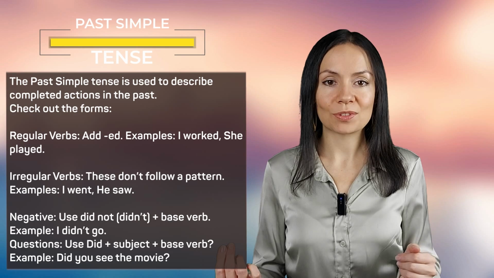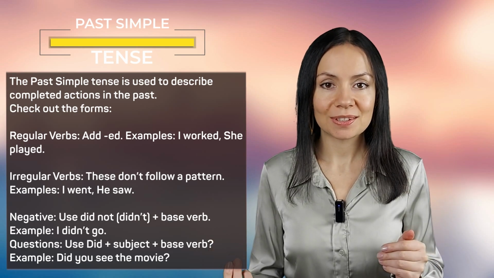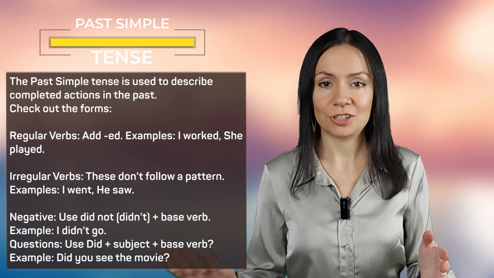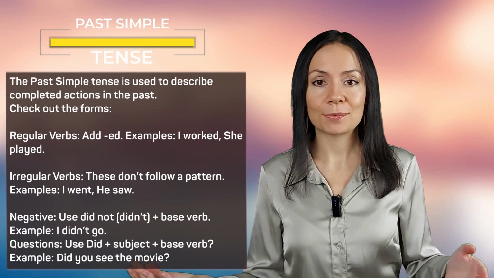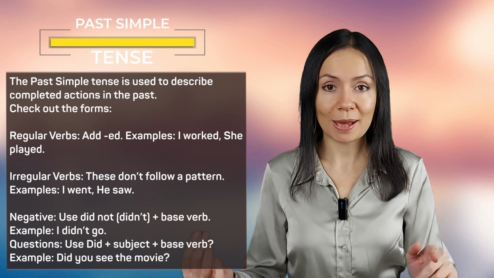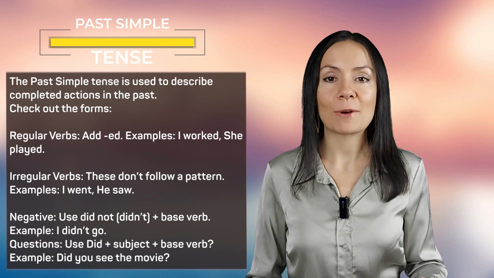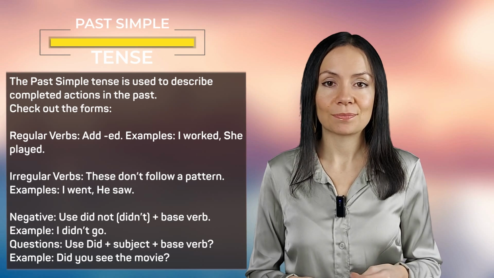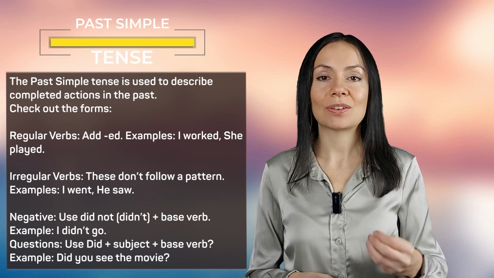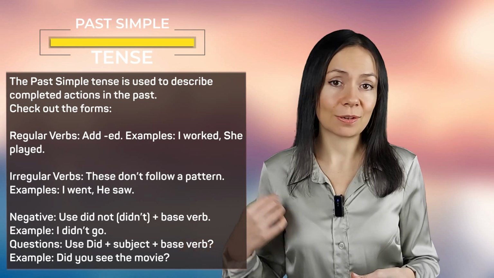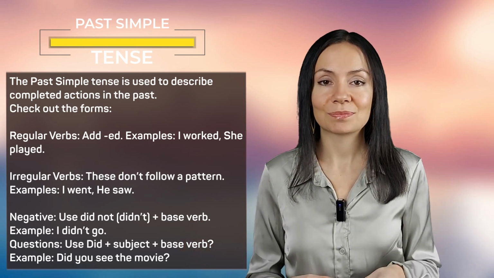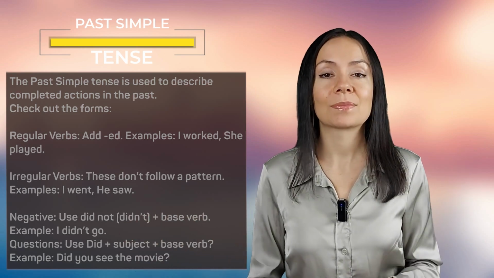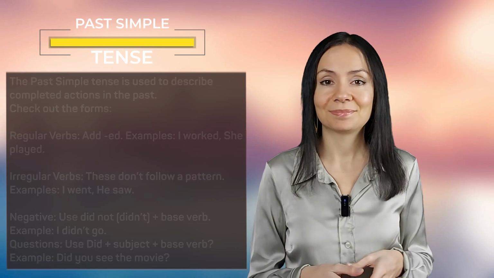Check out the forms. Regular verbs: add ed. Examples: I worked, she played. Irregular verbs. These verbs don't follow a pattern. Examples: I went, he saw. Negative. Use did not or didn't plus base verb. Example: I didn't go. Questions. Use did plus subject plus base verb. Did you see the movie?